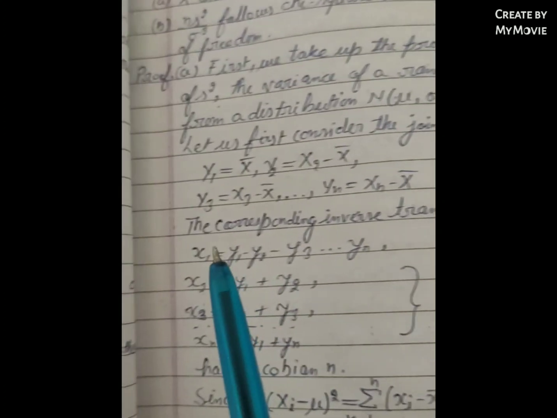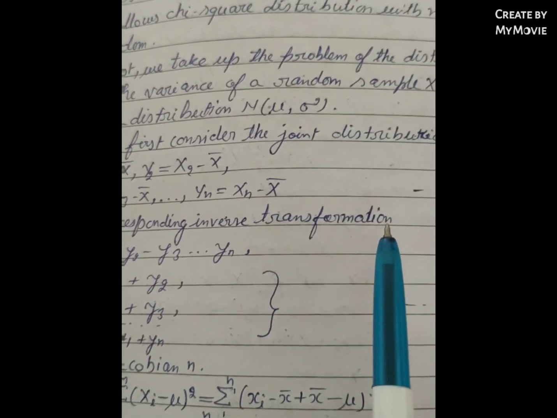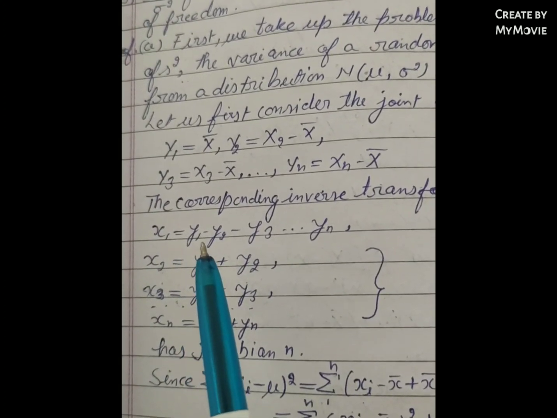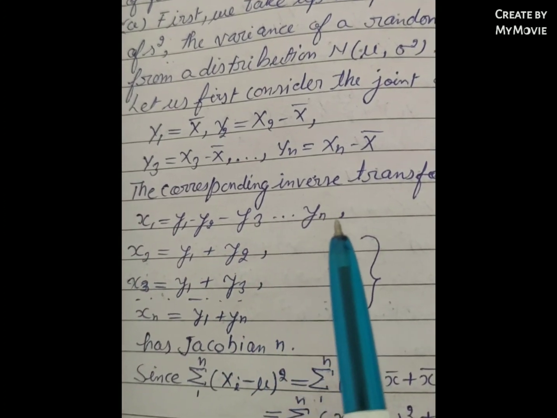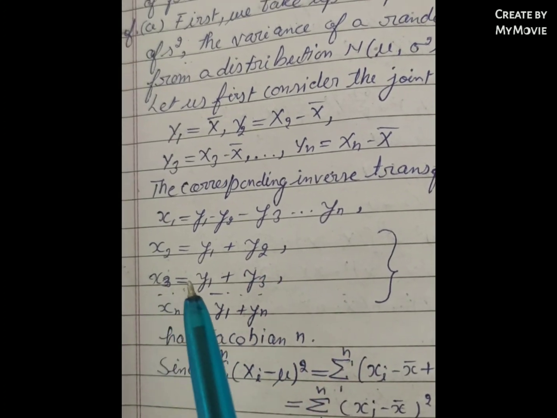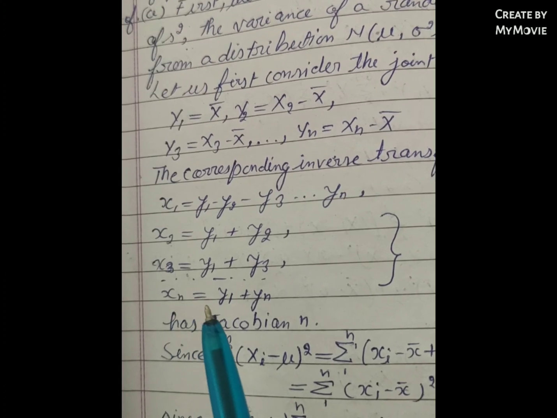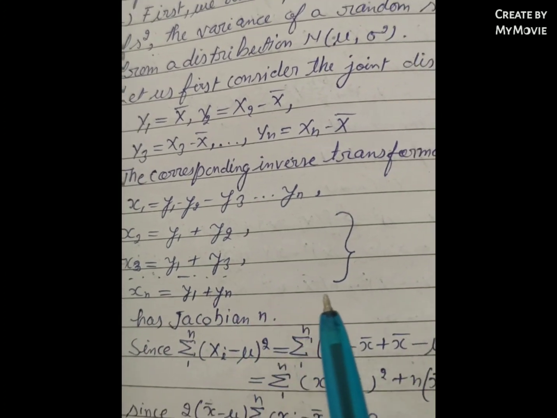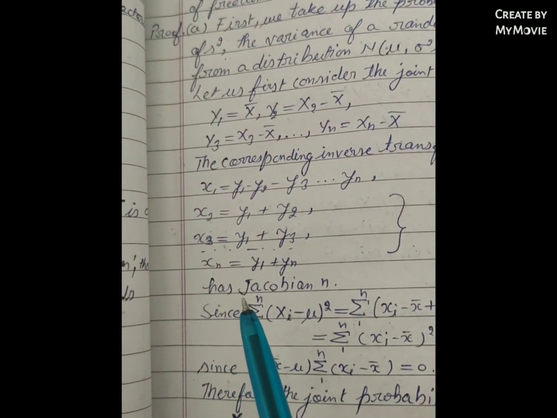This is equation 1. The corresponding inverse transformation is x1 equal to y1 minus y2 minus y3 minus ... minus yn, x2 equal to y1 plus y2, x3 equal to y1 plus y3, and so on, xn equal to y1 plus yn. This is equation 2.